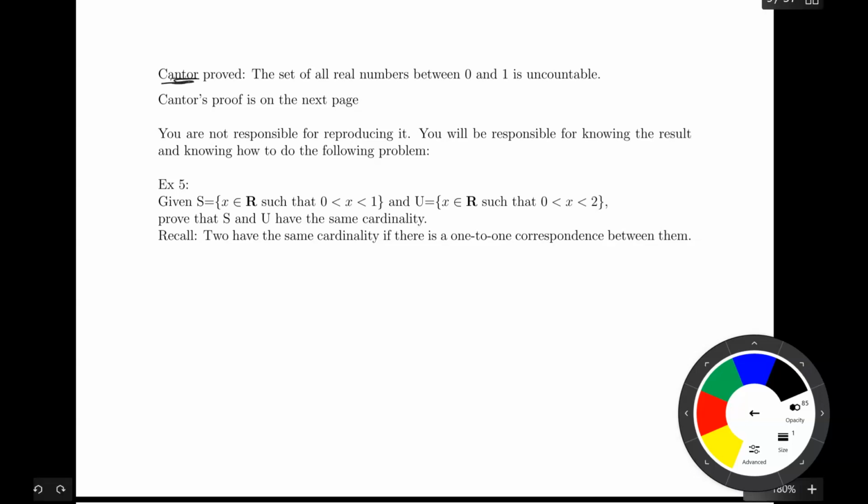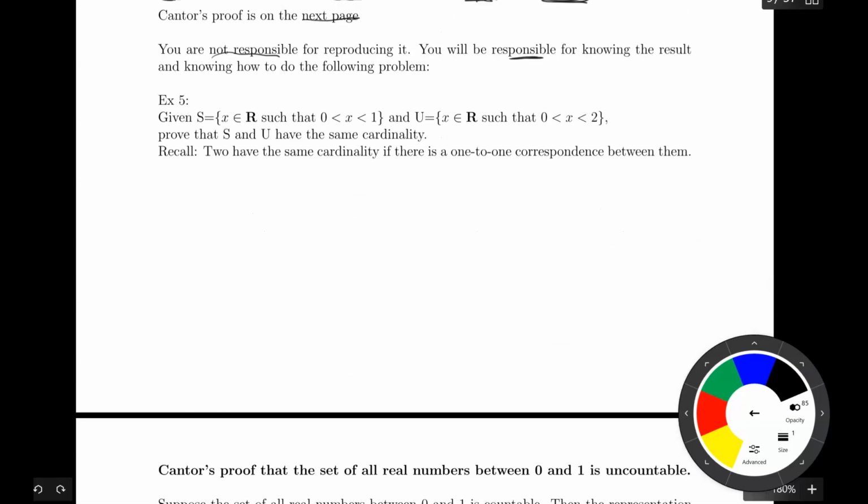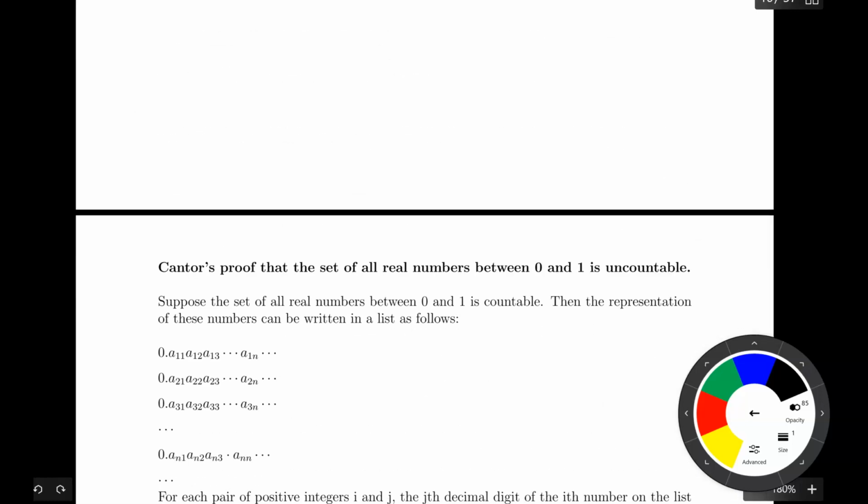Okay, so Cantor did a proof. He showed that the set of all real numbers between 0 and 1 is uncountable. Okay, so let's go to the next page. You are not responsible for reproducing this. I'm just going to show you what it is. I'm going to explain it to you, and then you're going to have to know the results, which is that all the real numbers between 0 and 1 are uncountable. I'll come back and do this example in a second.